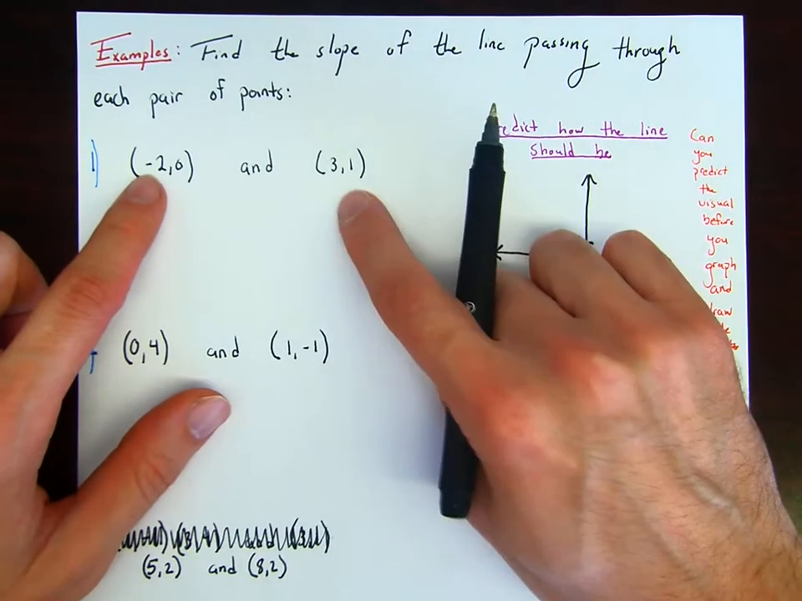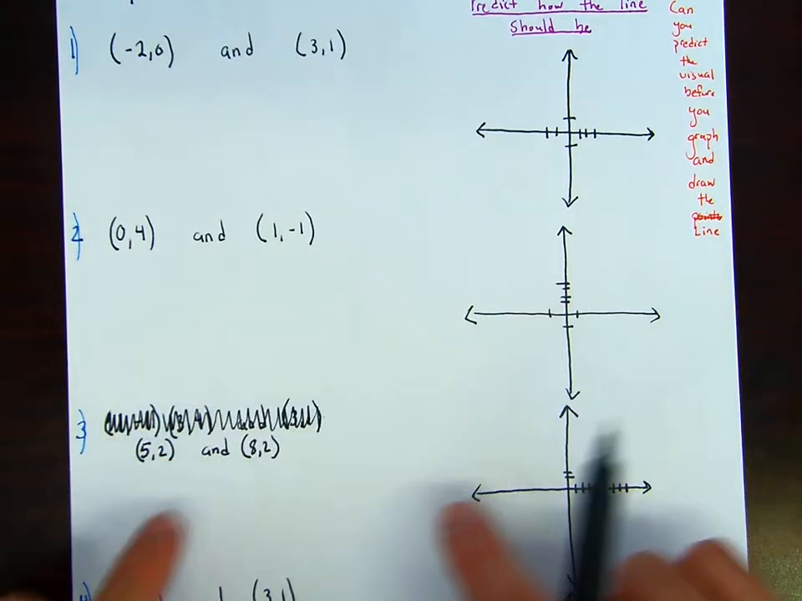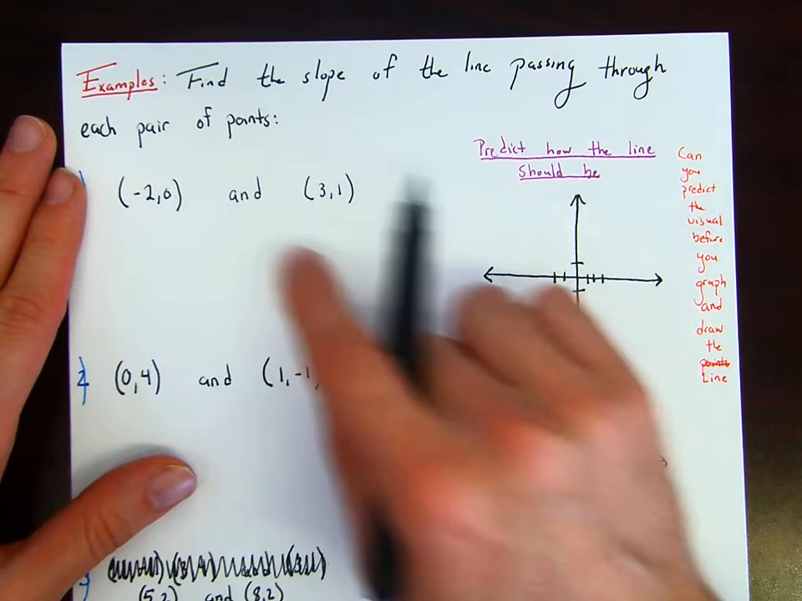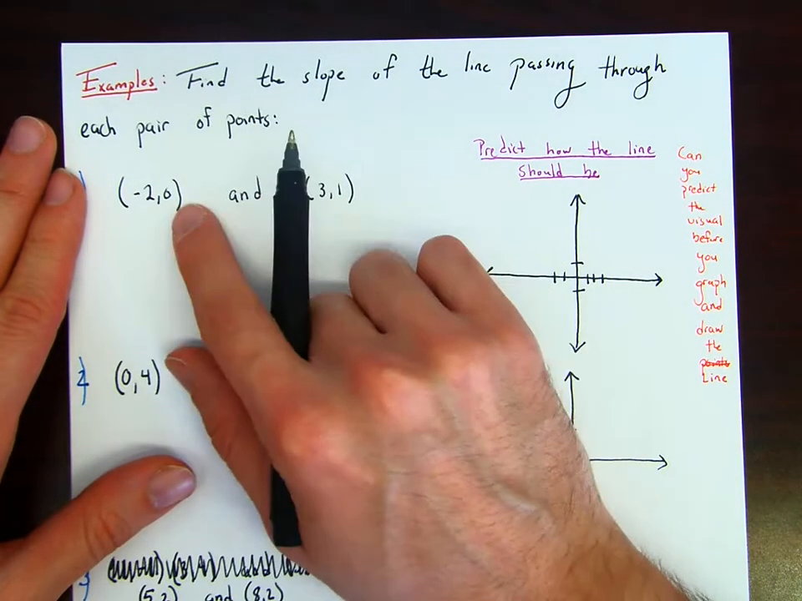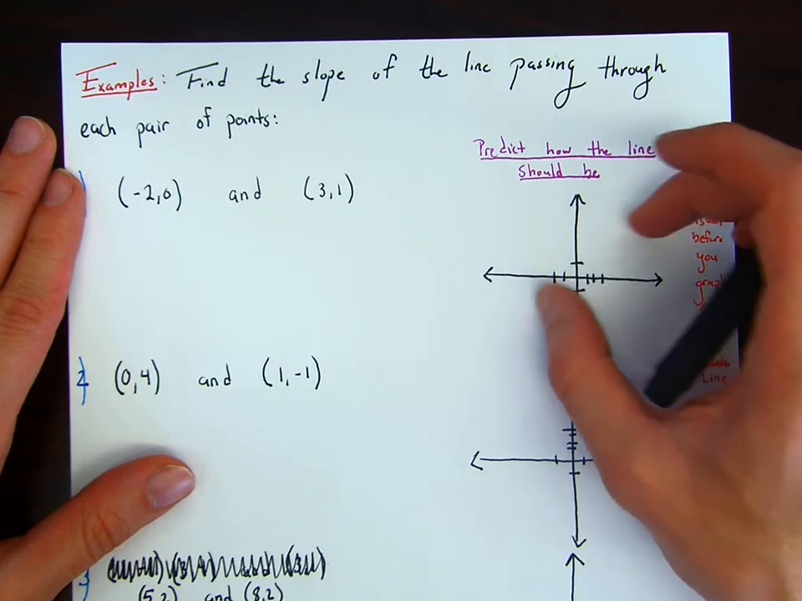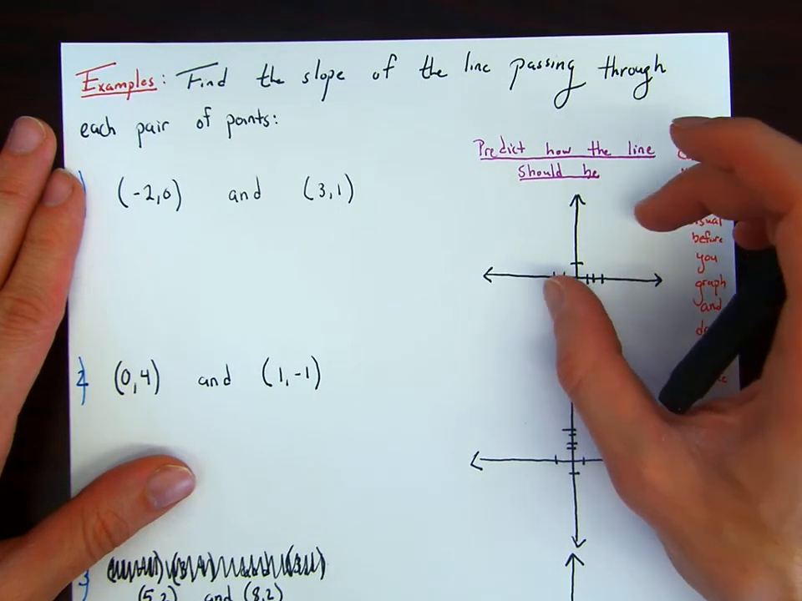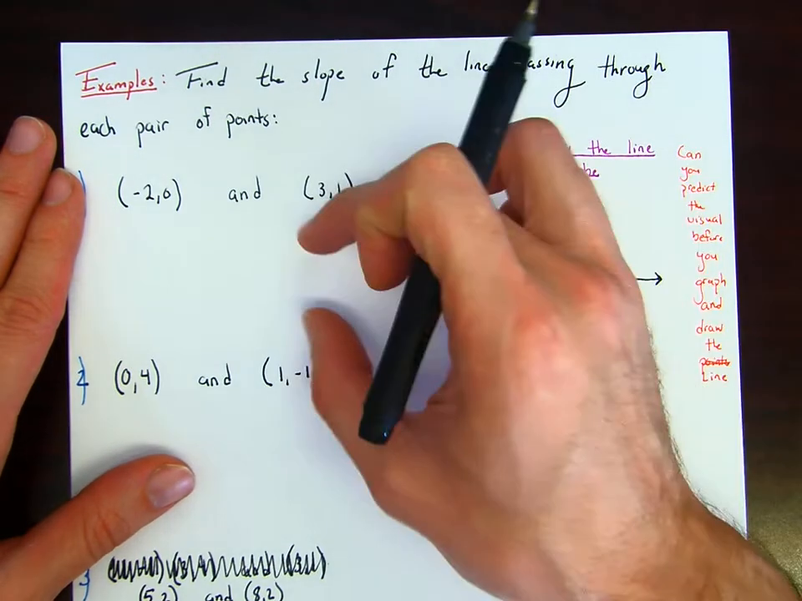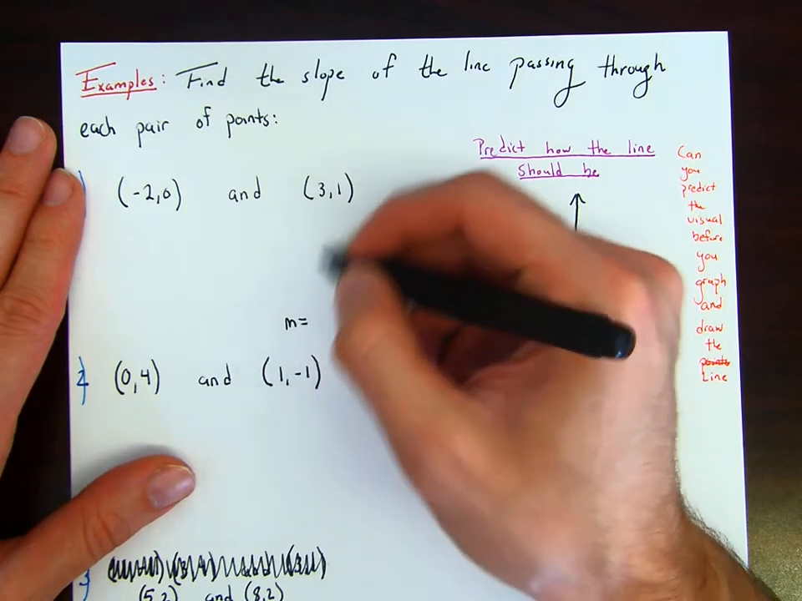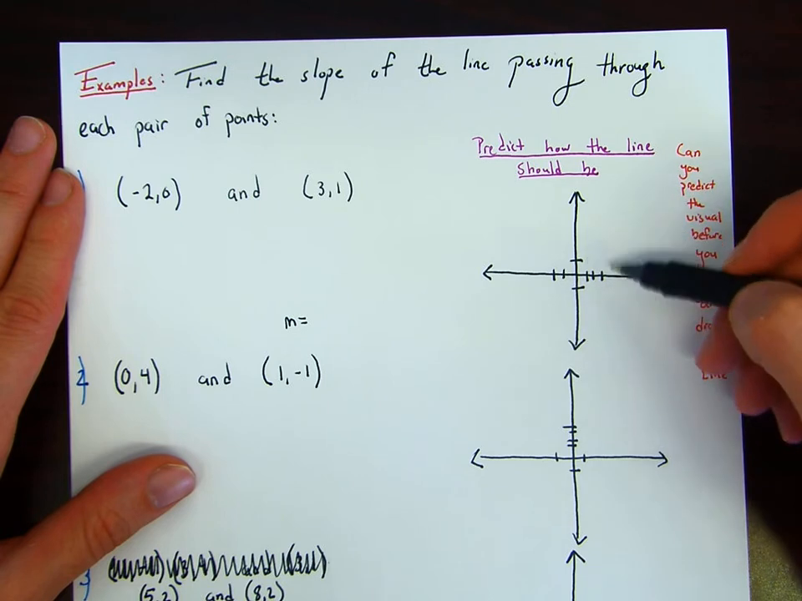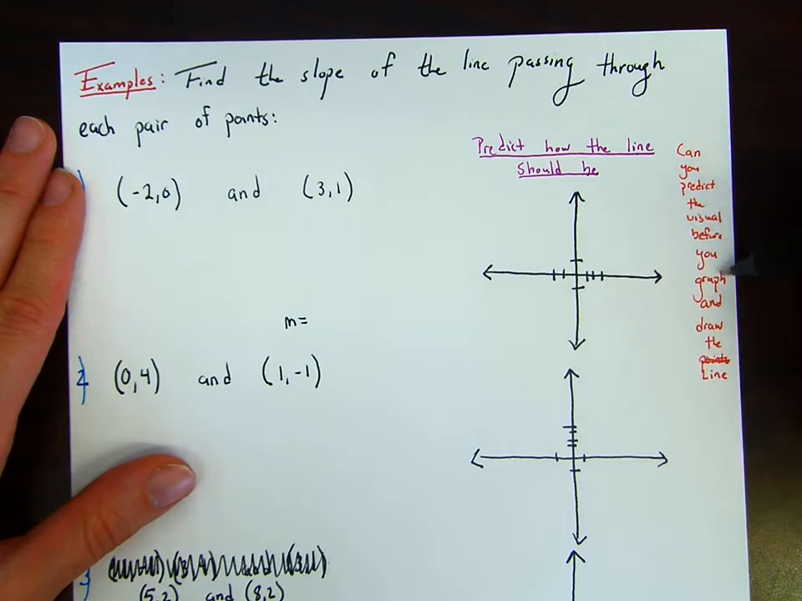So here we have 2 points on this graph, 2 points on this graph, 2 points here, and 2 points here. What I'd like you to do is find the slope of the line that connects these 2 points, right? And before you actually draw the visual diagram, predict how you think the line should be. So whatever you get for your m value of your slope between these 2 points, predict how the line should be, or how the points will be represented, right? Can you predict the visual before you graph and draw the line, right?